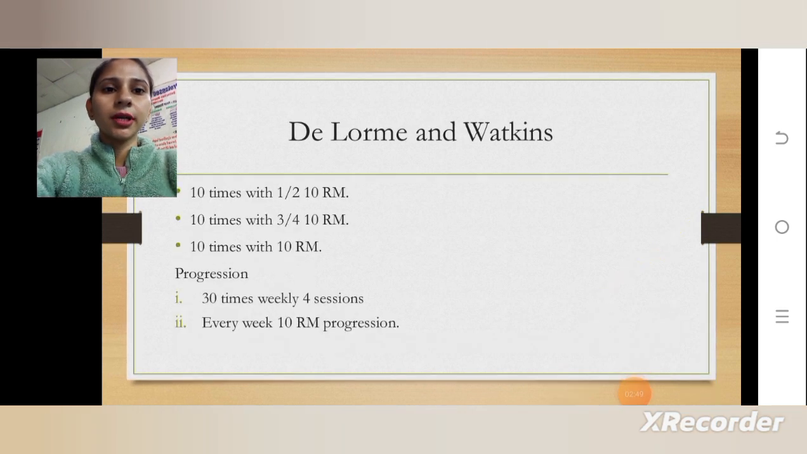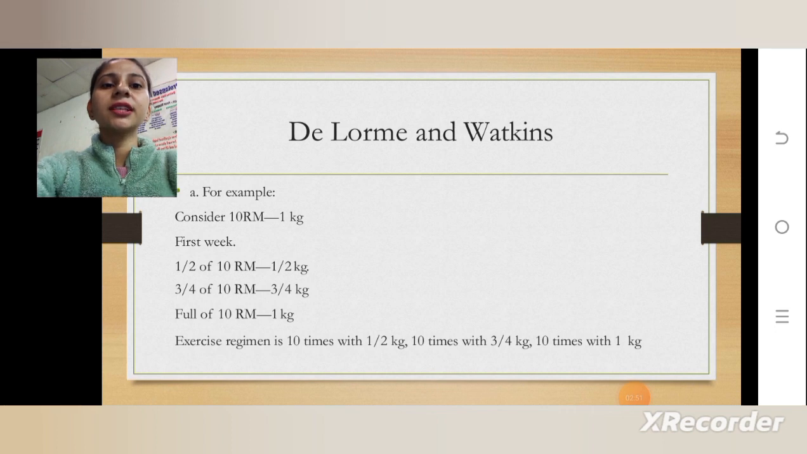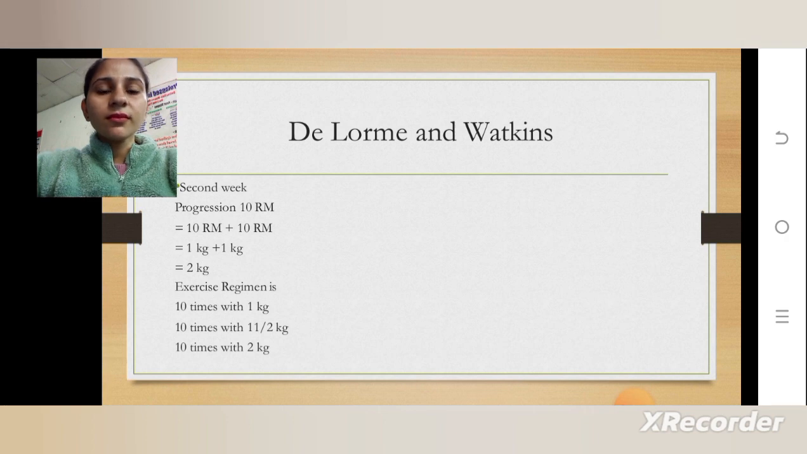In DeLorme and Watkins, for example, consider 10 RM as 1 kg. In the first week, half of 10 RM is half a kg, 3/4 of 10 RM is 3/4 kg, and full 10 RM is 1 kg. The exercise regime is 10 times with half a kg, 10 times with 3/4 kg, and 10 times with 1 kg. Now in the second week, progression is 10 RM: 10 RM plus 10 RM, 1 kg plus 1 kg, is equal to 2 kg. The exercise regime is 10 times with 1 kg, 10 times with 1 and a half kg, and 10 times with 2 kg.